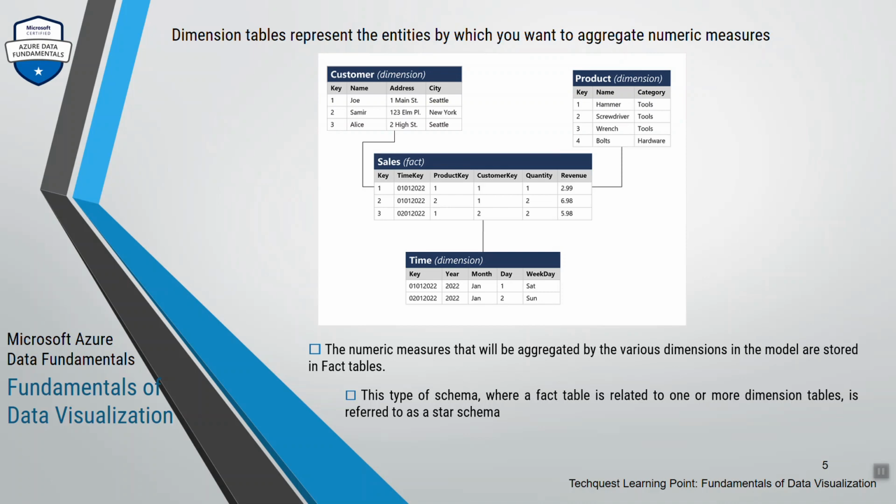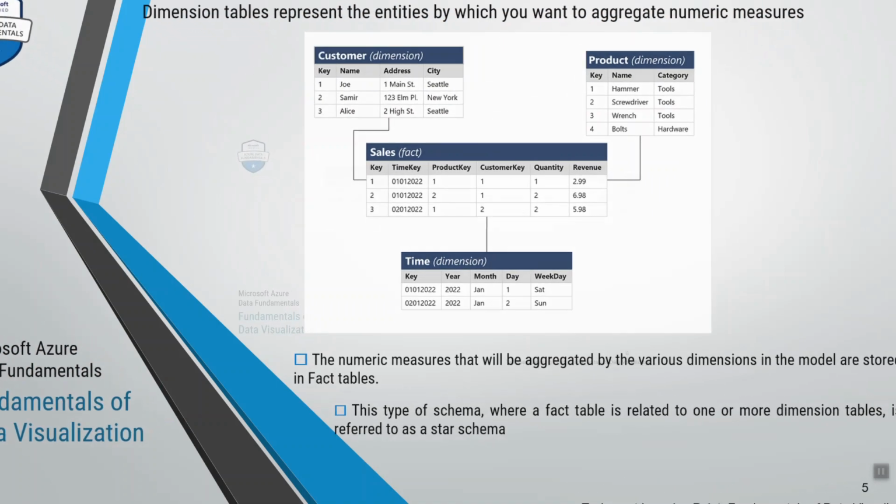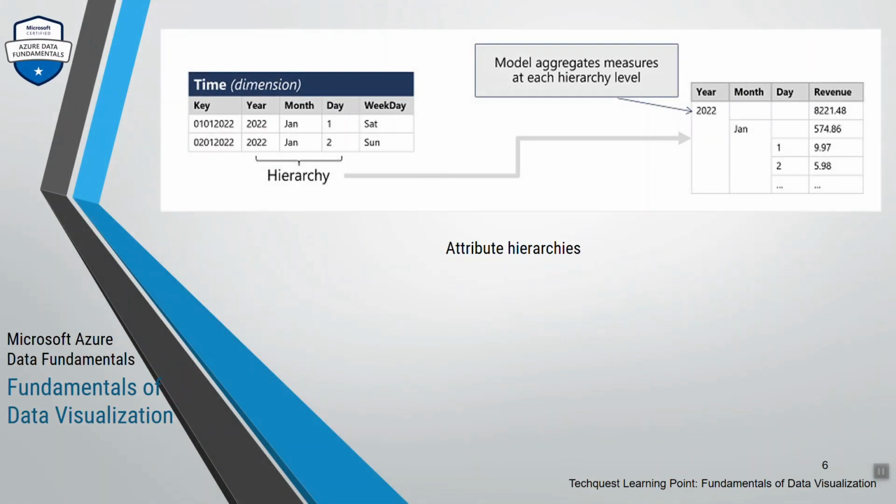The schema of fact and dimension tables is used to create an analytical model in which measure aggregations across all dimensions are pre-calculated, making performance of analysis and reporting activities much faster than calculating the aggregations each time. One final thing worth considering about analytical models is the creation of attribute hierarchies that enable you to quickly drill up or drill down to find aggregated values at different levels in hierarchical dimensions.